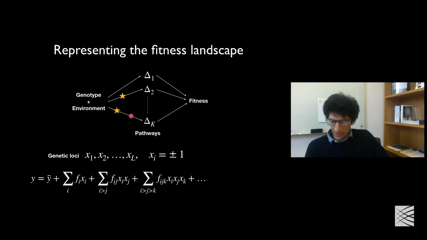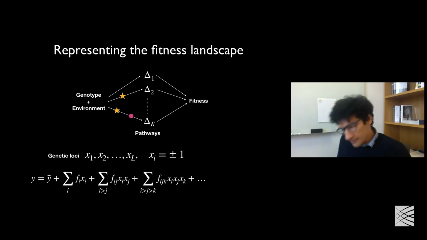So it turns out that these different coefficients over here represent different effects, right? The first order coefficients, the F's over here, are the additive effects. Specifically, they're the average additive effects when you average over a population where the loci can be plus or minus 1 with equal probability. Right? The second order effects are the epistatic effects. These are the average epistatic effects averaged over the population where the loci take on equal numbers of plus or minus 1. Right?